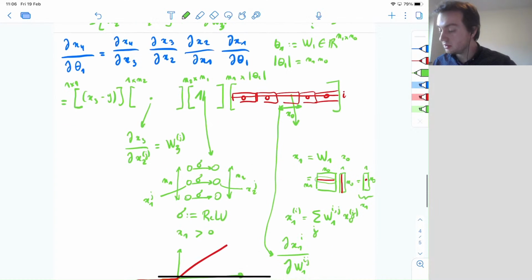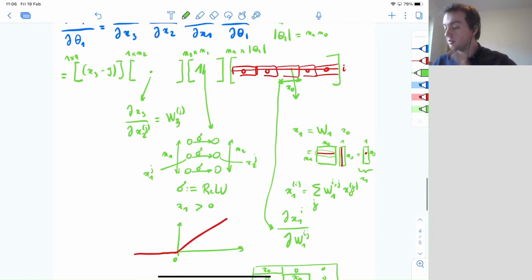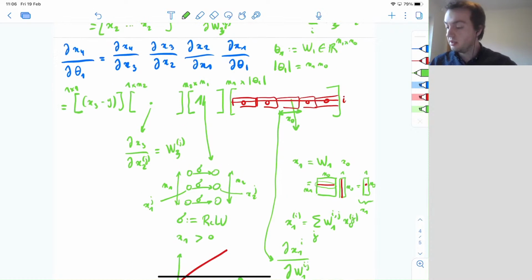Okay, so that's it. We have computed all of our factors, and now that we know how to compute them, we can finally take their products and, for example, use the backward accumulation scheme. And that would give us, finally, the value of the Jacobian that we then need to plug in when we do stochastic gradient descent.